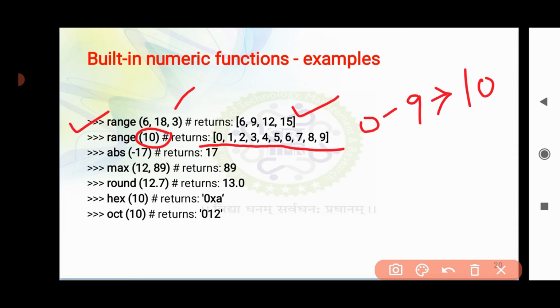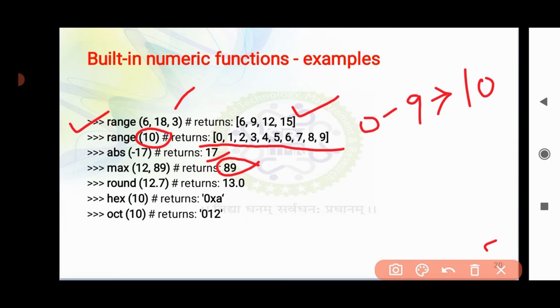Then we have abs of minus 17, that means absolute of minus 17. So what does the absolute function basically return? It returns the positive value of the integer. So the result is 17. Then we have another function, max of 12 and 89. Two numbers are given, and it will return the maximum number, and that is 89.